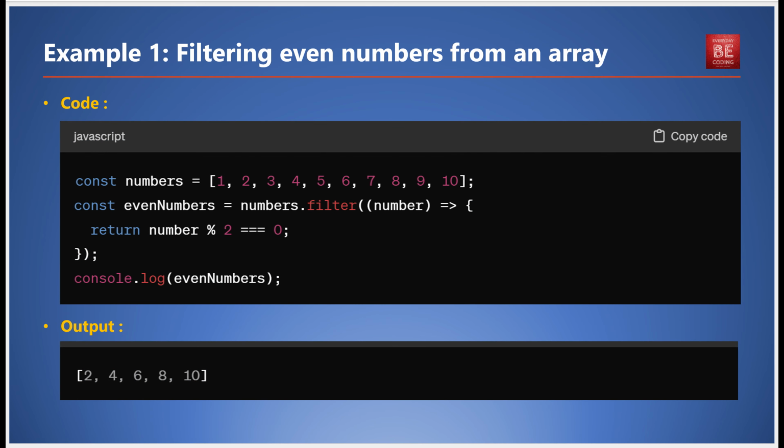Suppose you have an array of numbers and you want to filter out only the even numbers. Here's how you can do it using the filter method. The filter method iterates over each number in the array, checks if the number is even, and if so, includes it in the new array. The result is a new array with just the even numbers.